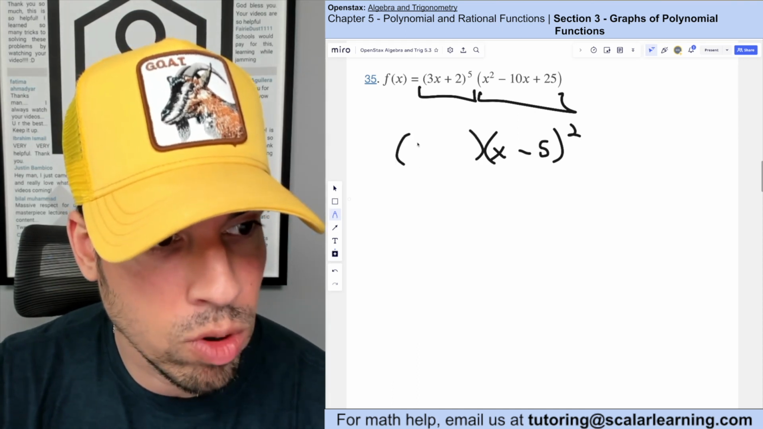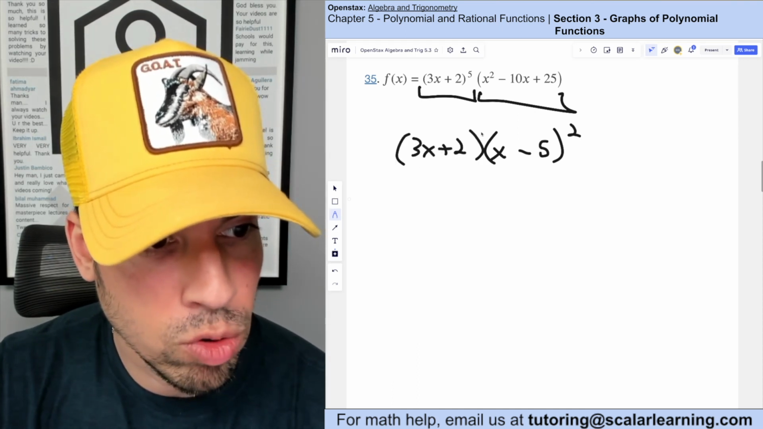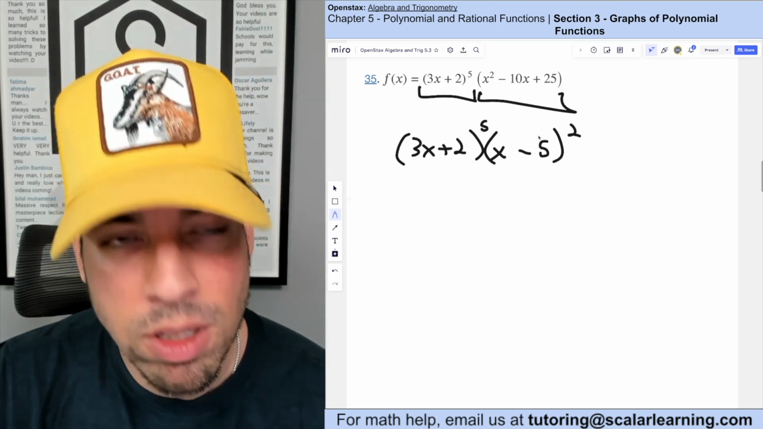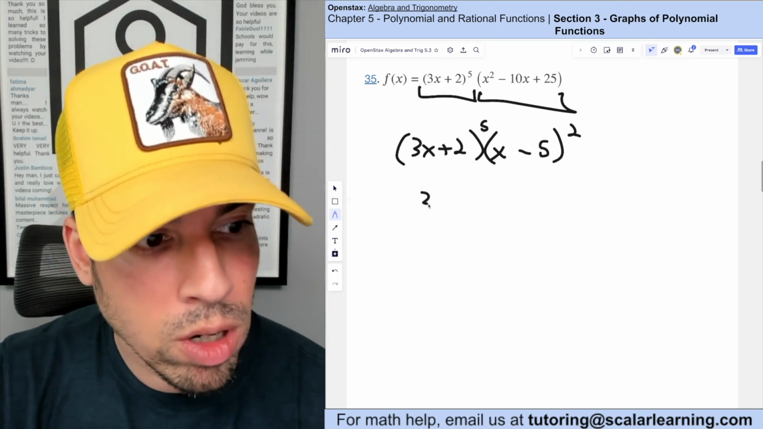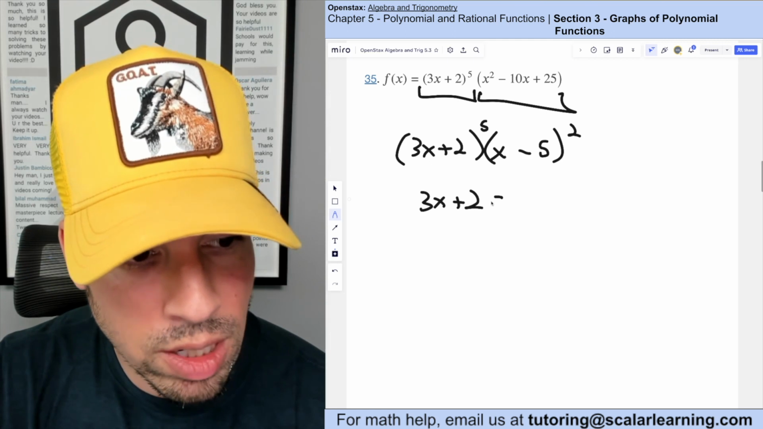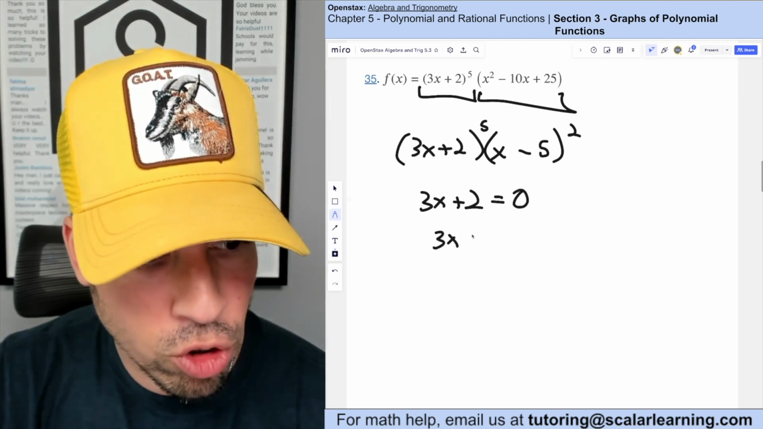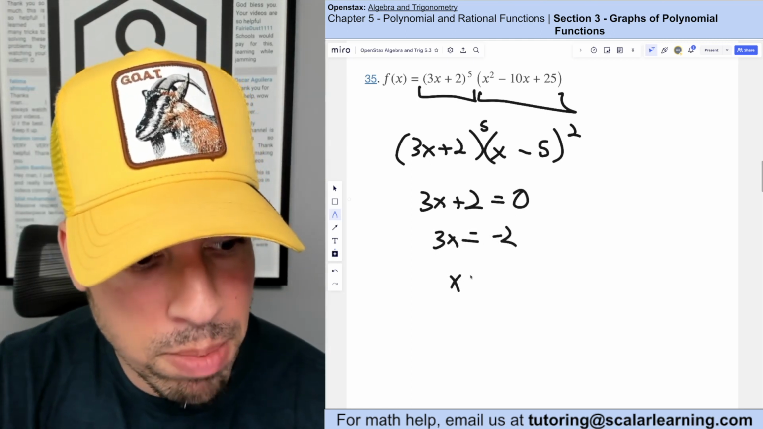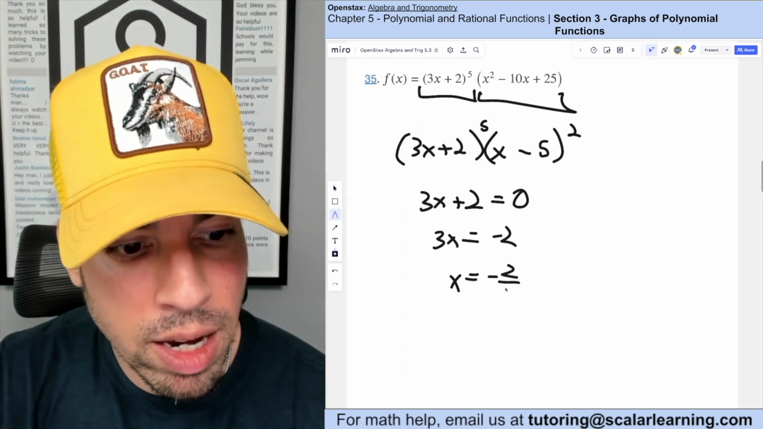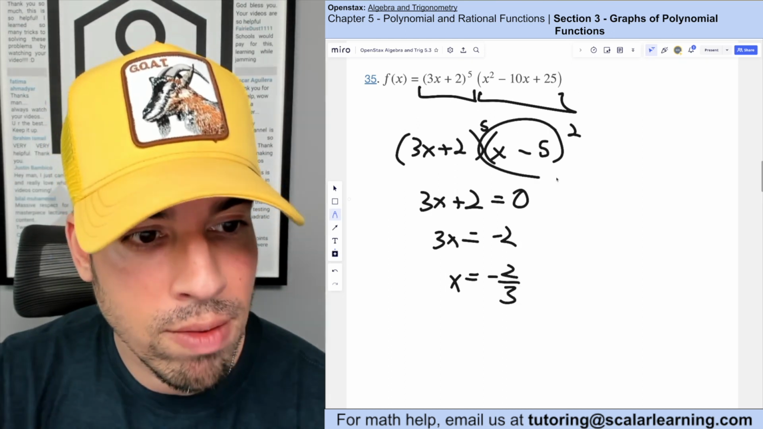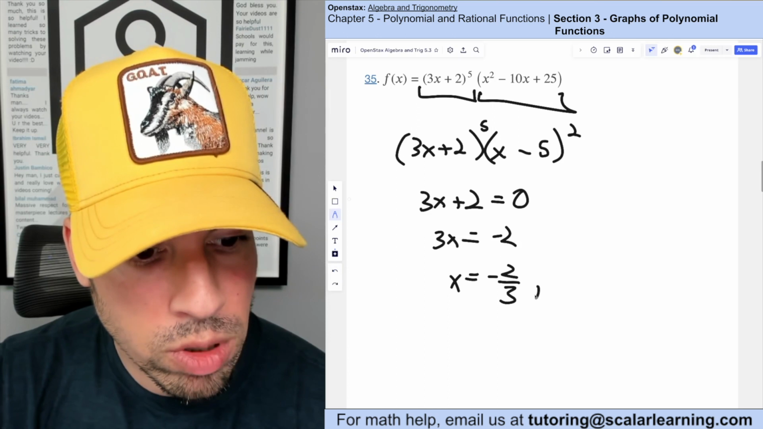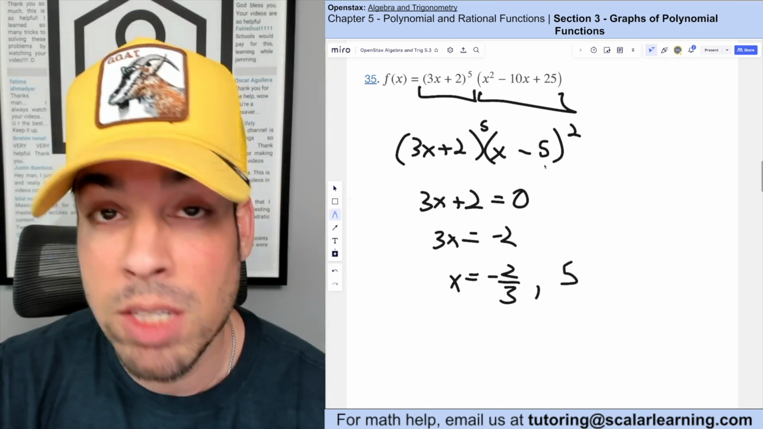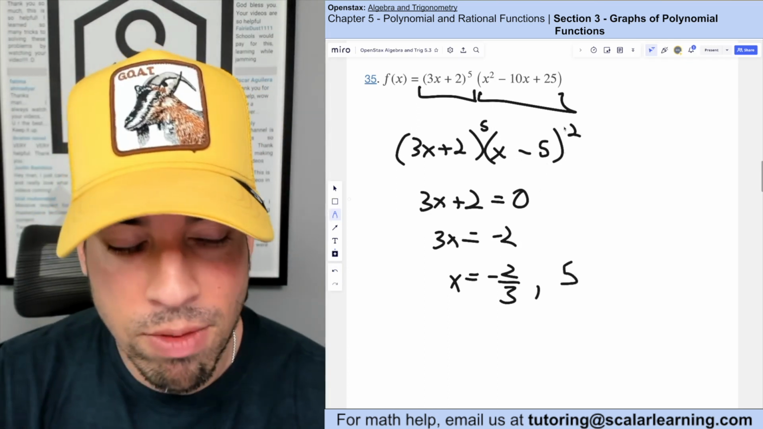And then we got this one, 3x plus 2 to the 5th power. Now we got it factored. Now let's find the zeros. So we want to know, when is 3x plus 2 going to equal 0? So we subtract 2 from both sides, divide by 3, and we got a zero at negative 2/3. We also have a zero here when x equals 5, right? Because 5 minus 5 is 0, so that one we can just tell right from looking at it.